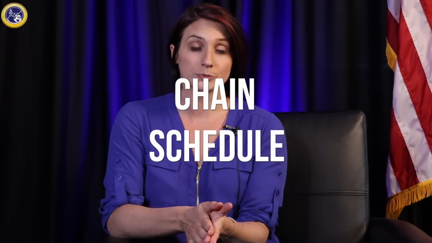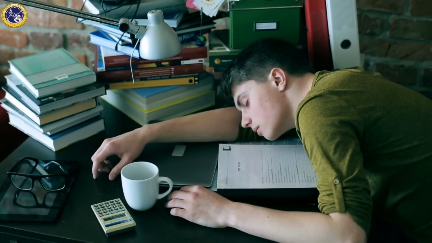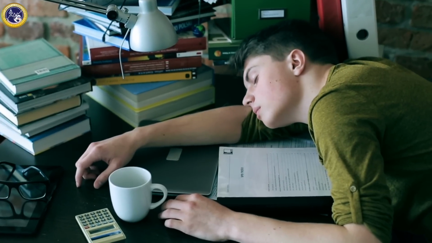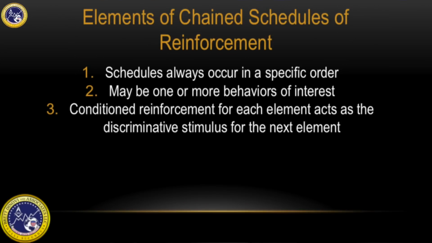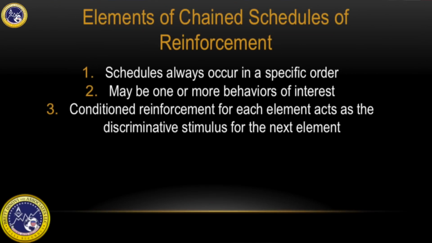The second schedule of reinforcement within this category is a chain schedule. Similar to the multiple schedule, a chain schedule still needs a discriminative stimulus that indicates when each element or each contingency is occurring. So a chain schedule is going to be different than a multiple schedule in three different ways. Number one, the schedules always occur in a specific order, so they don't alternate or rotate the same way that it does in a multiple schedule. Number two, there may be one or more behaviors of interest. So whereas in a multiple schedule, you're typically dealing with one response class, in a chain schedule, each element might require a different behavioral response, which is a big difference from the multiple schedule.